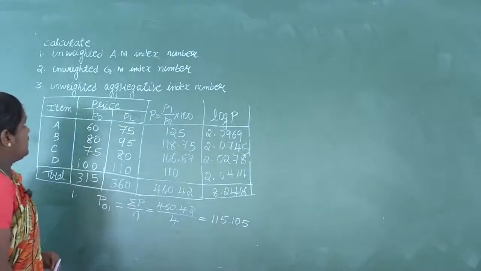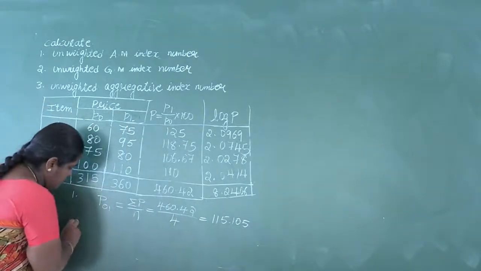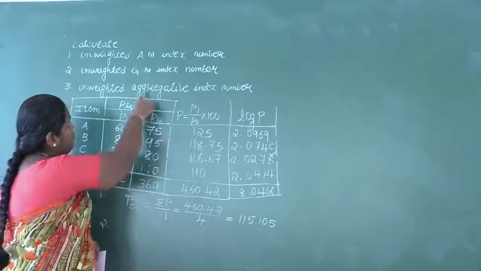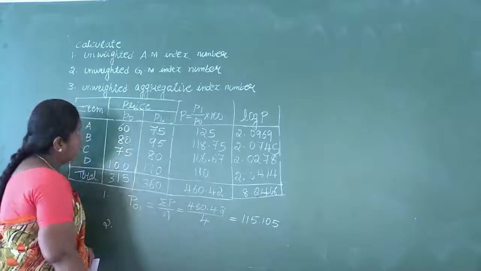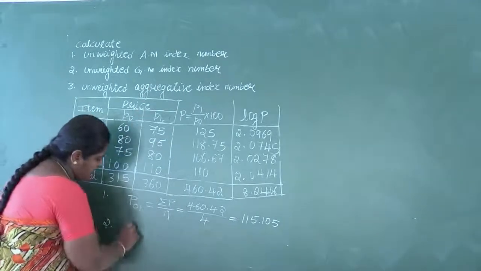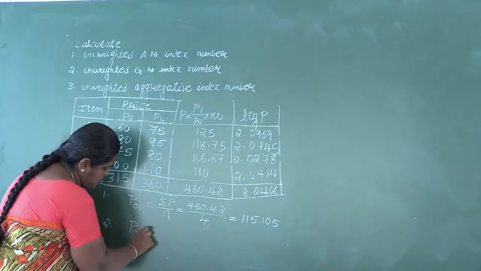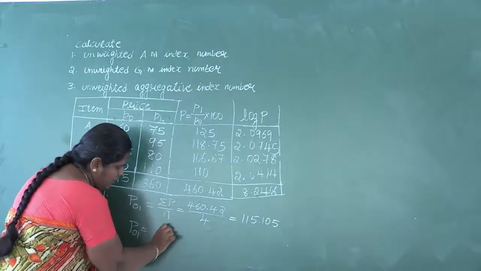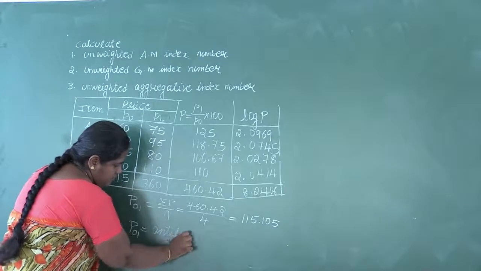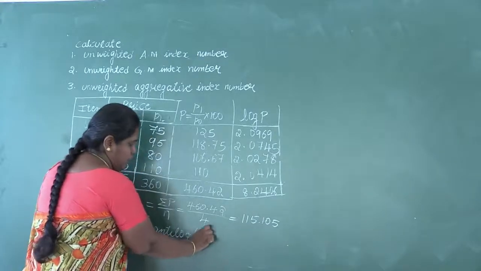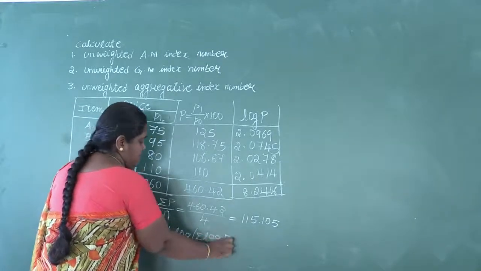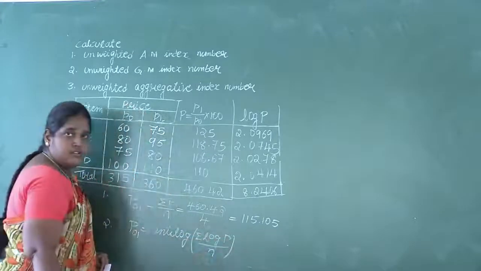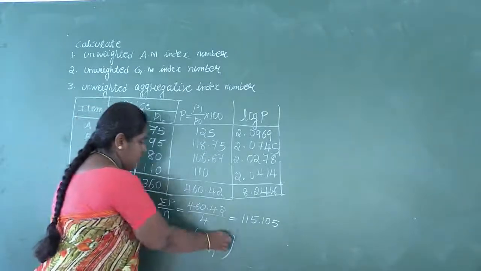So this is regarding the arithmetic mean index number. Next, second problem, arithmetic mean unweighted geometric mean index number. So P01 equals anti-log of sigma log P divided by N. So substitute in this formula.